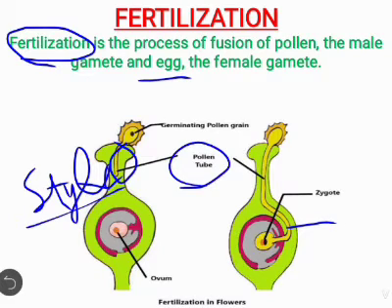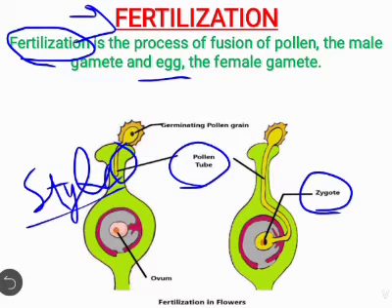When the pollen tube enters the ovary, it enters the ovule which is present within the ovary. The male gamete fuses with the female gamete, that is the ovule, to form a zygote. After the fusion of the male gamete and the female gamete, a single celled structure is formed which is known as zygote. The process of fusion of male and female gamete is known as fertilization. The fertilized cell is known as zygote.